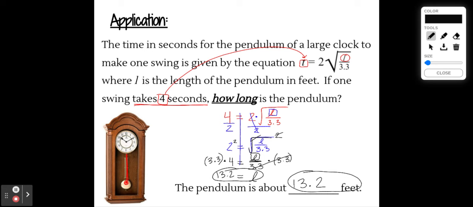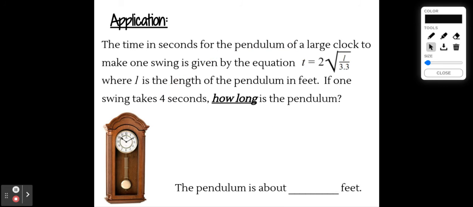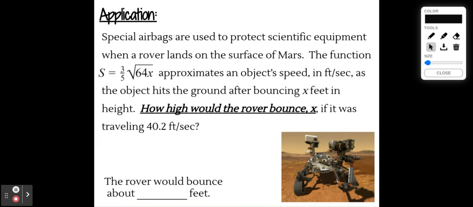So imagine this clock. If the pendulum's over 13 feet long, the pendulum that swings, this clock has got to be huge. Pretty cool. All right, so we solved that equation. Let's go ahead and take a peek at the next one.